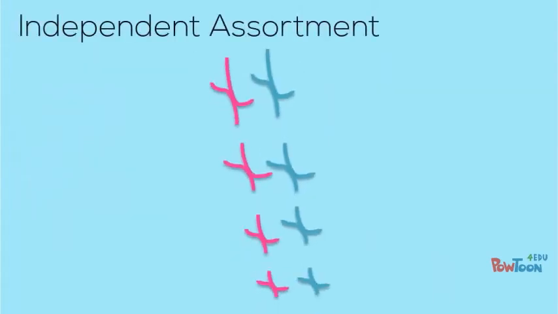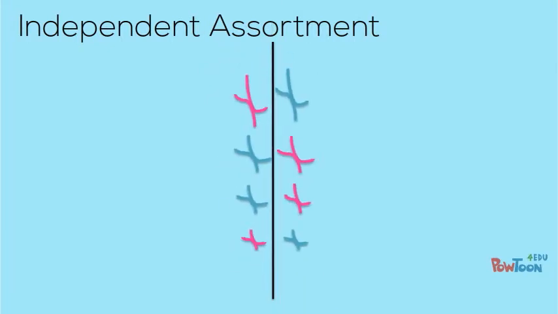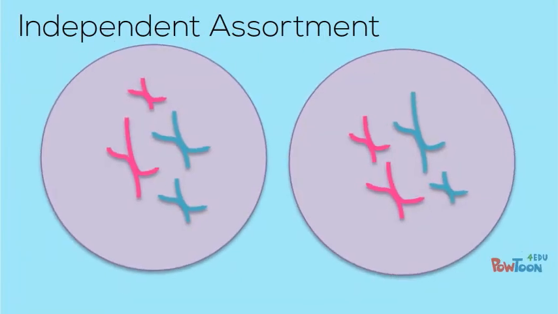Independent assortment is also involved with pairs of homologous chromosomes. It is when the pairs are randomly split into the 2 different cells in meiosis 1. In a homologous pair, 1 chromosome came from the individual's mom, the other came from the individual's dad. As a result, each germ cell is a random combination of chromosomes from each parent.